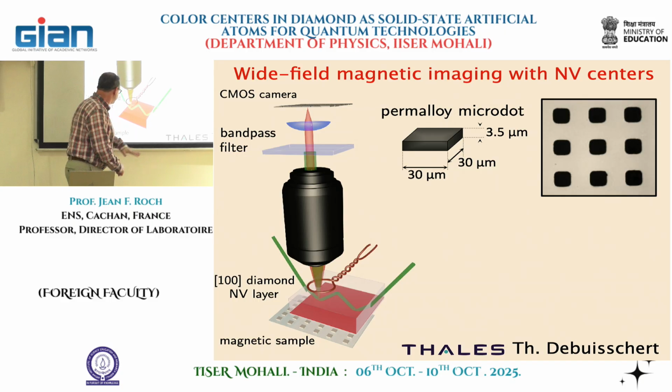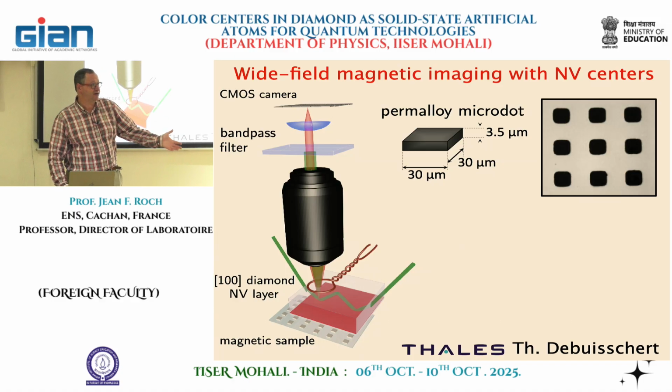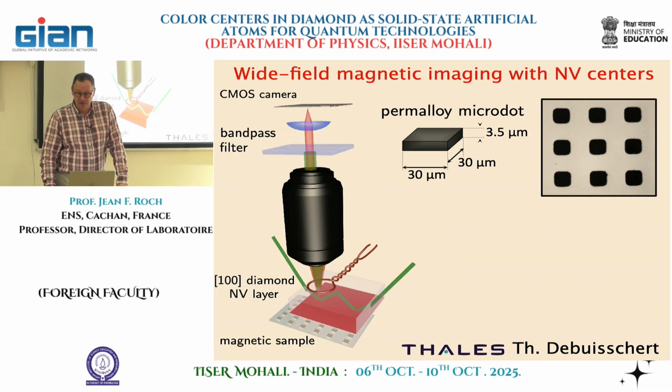So you have the image of the NV layer on top of the magnetic sample, and at the same time, to remove any green parasitic light, you just put a bandpass filter, or a combination notch filter, that removes the green laser excitation and selects only the NV luminescence. And I will show you how that works with an array of permalloy microdots.